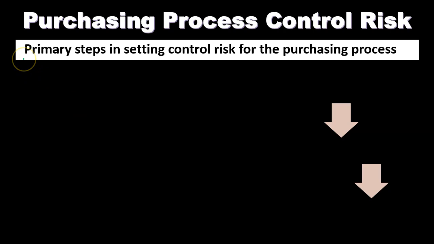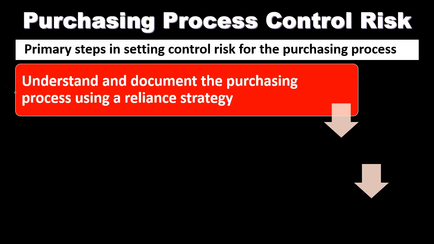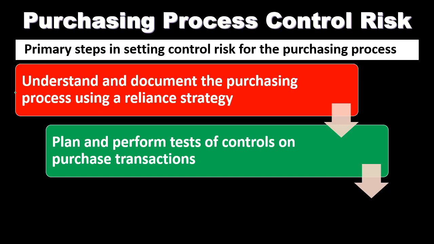So the primary steps in setting control risk for the purchasing process will include understanding and documenting the purchasing process using a reliance strategy. So we're going to document the process that they go through, and plan and perform tests of control on the purchasing transactions. So we want to say, hey, what's your purchasing process? Then we want to test the controls.